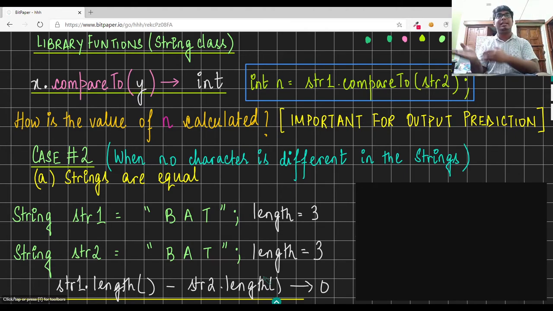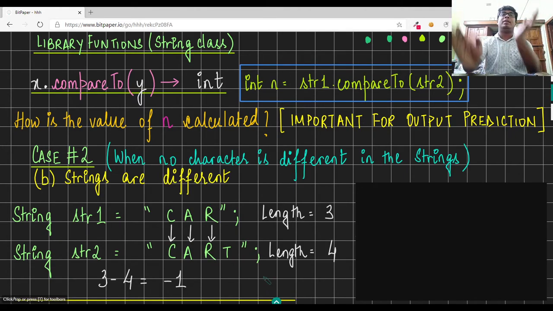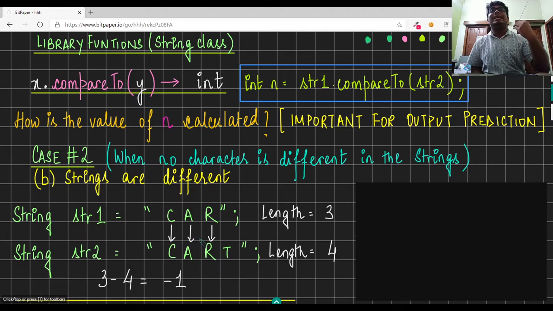Now, in the second sub-case, where the strings are different but no character is different, you would get back -1, as in this example. You would subtract their lengths. That's what I'm trying to highlight here. In case 2, you are going to subtract their lengths and not the characters, because there is no position of difference. All right. Now, compareTo does case-sensitive comparisons.